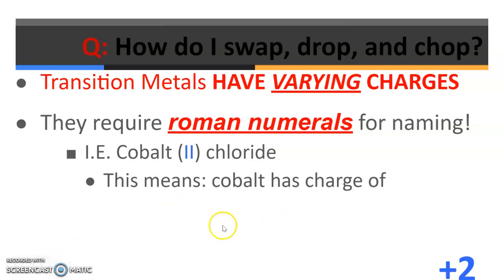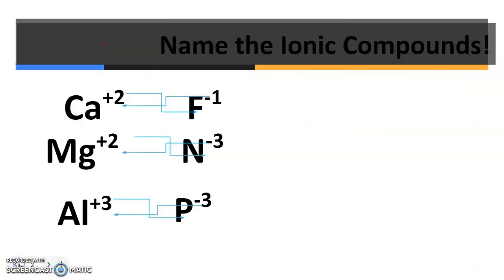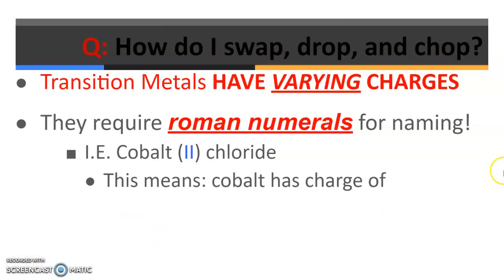So now let's talk about transition metals. So far in the examples that we've done, we've been looking at the metals that are on the left-hand side of the table, but we've been skipping over transition metals because remember, it's hard to determine the valence electrons of transition metals because they vary. They're in that B group in the middle of the periodic table. So transition metals have varying charges.